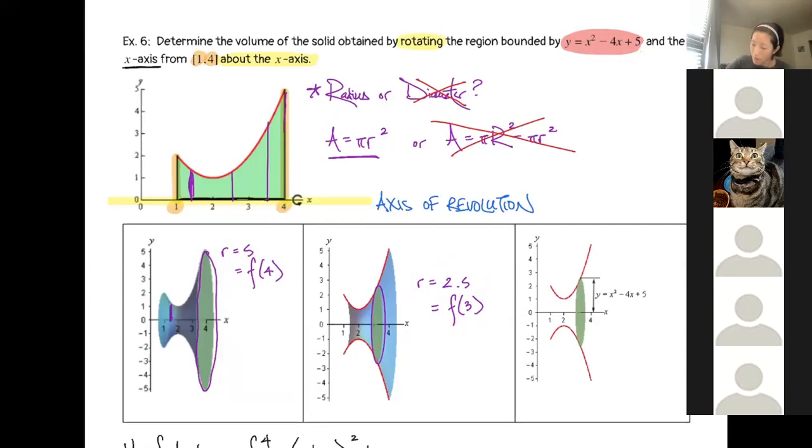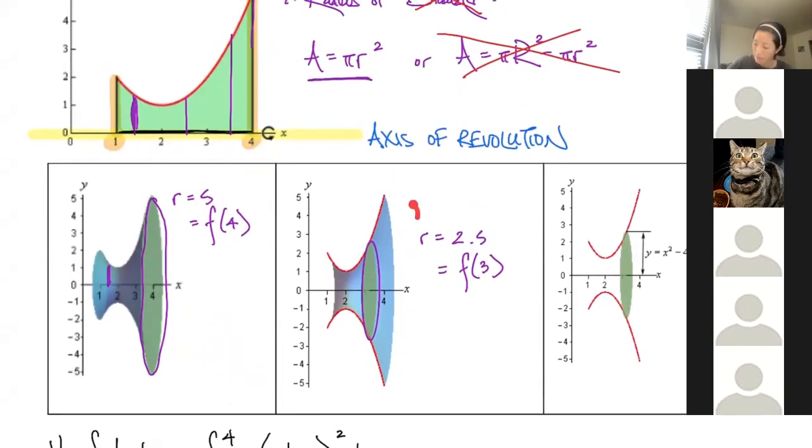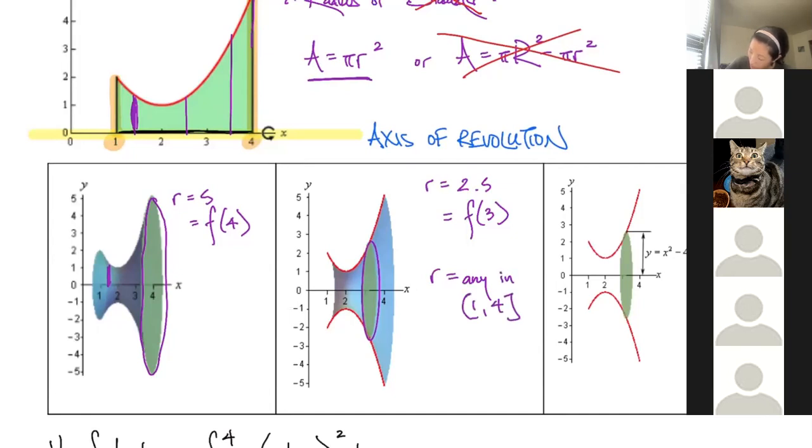So what if I wanted to find any radius in this diagram, any radius? Let's move this up here. So radius equals any in the interval 1 to 4. How could we use function notation to write radius as a general thing for this picture?